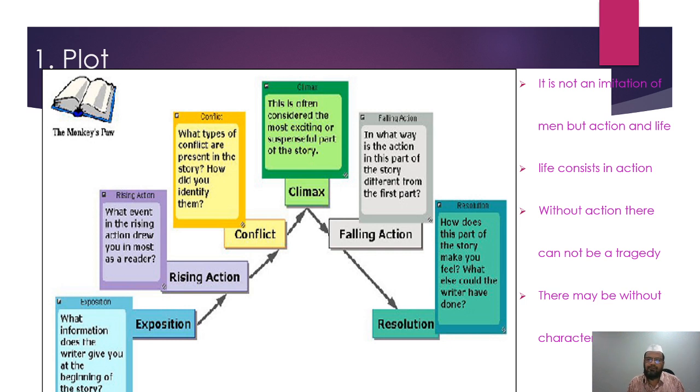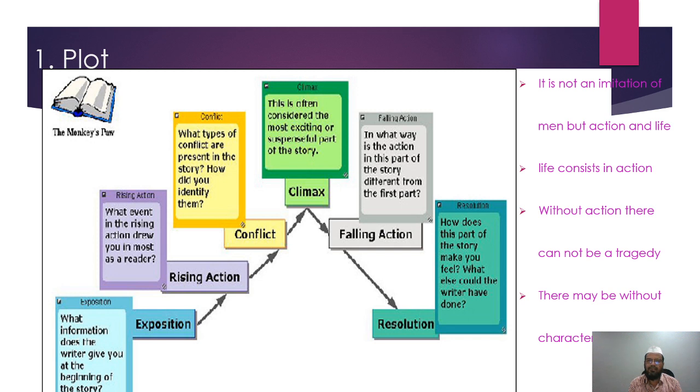And conflict is an integral part of the plot of tragedy. Conflict means what types of conflicts are present in the story. How did you identify them? So conflict is the essence of tragedy. It is the conflict that enables the protagonist to act, and this is how the plot moves forward.